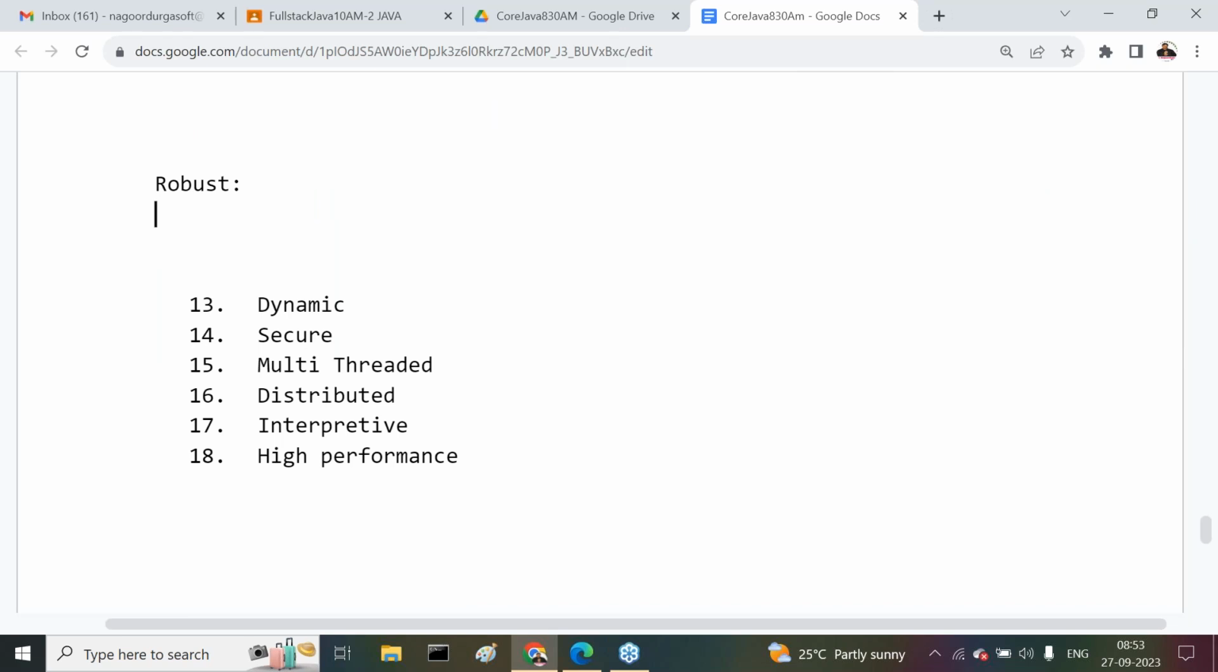Next is a robust programming language. Guys, I already gave you the total information related to a robust programming language yesterday. Now I'm asking all of you: please answer for me. How can we say Java is a robust programming language? First of all, before Java, when are we able to say a programming language is a robust programming language? Tell me.